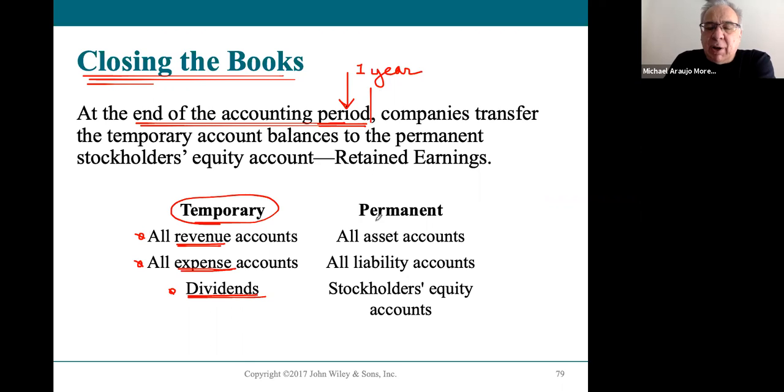Notice there are a number of accounts that do not close. We call those permanent accounts. Permanent accounts are basically on the balance sheet, right? All of your asset accounts never close. Why? Well, they're not subject to that accounting period.